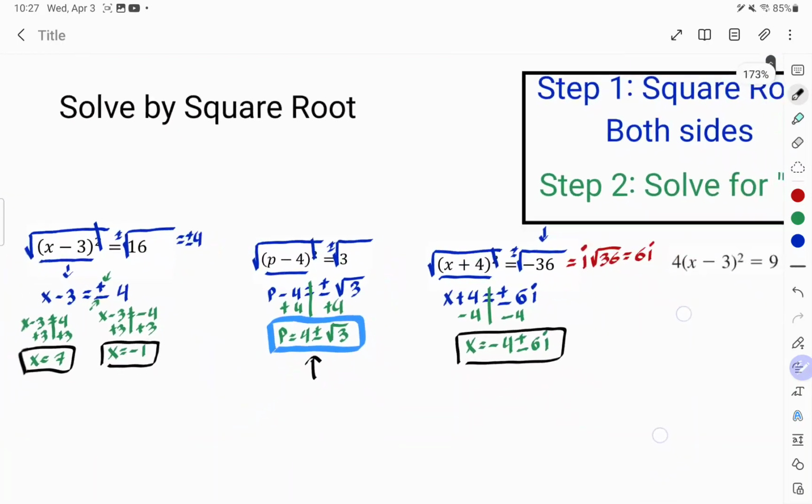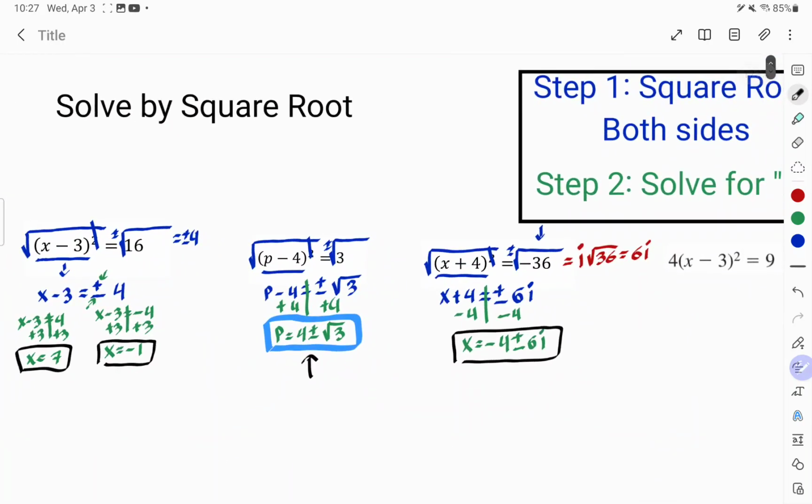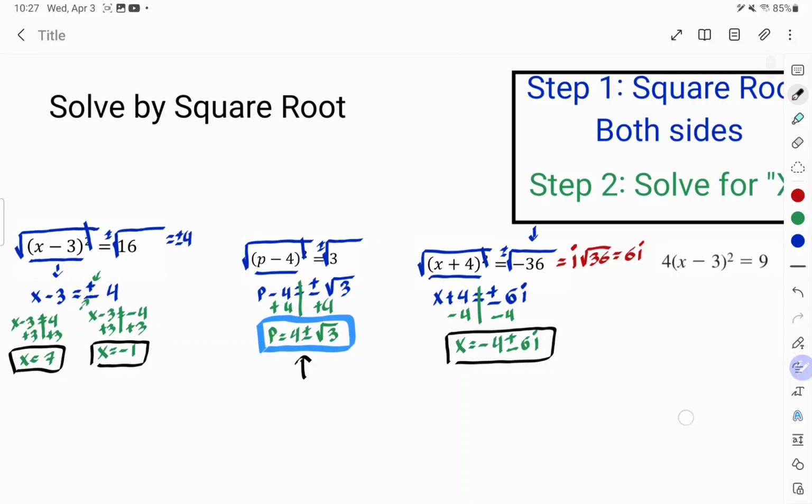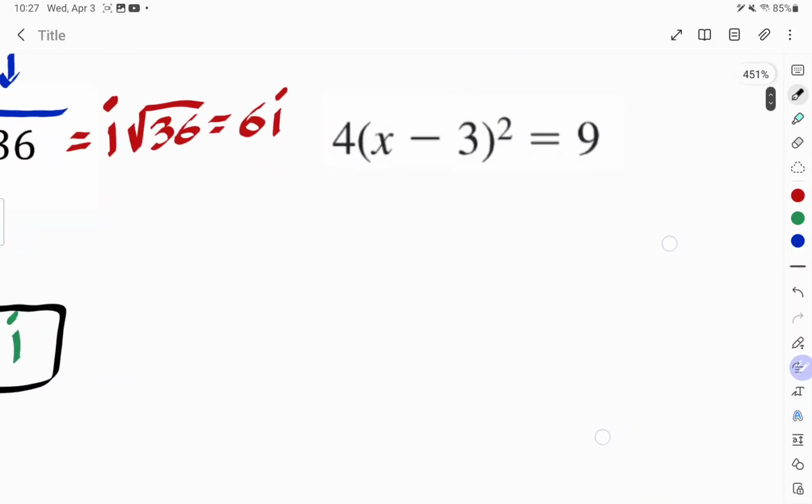So you can kind of follow. That is just kind of solving for x. Literally, as long as you know how to solve for x, you should be able to do most of these problems. Now let's go ahead and do the very last problem.